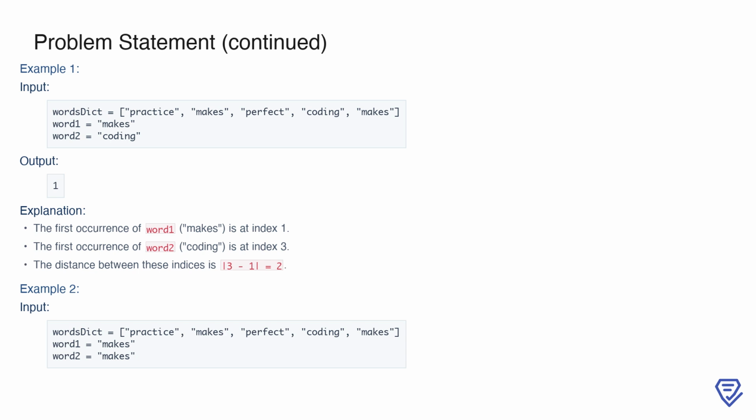Here, wordsDict is an array containing the strings practice, makes, perfect, coding, makes. The word1 is makes and word2 is coding. To solve this, we locate the first occurrence of makes, which is at index 1, and the first occurrence of coding, which is at index 3. The distance between these two indices is calculated as the absolute difference, 3 - 1, which equals 2. Since this is the smallest distance between these two words in the list, the output is 2.